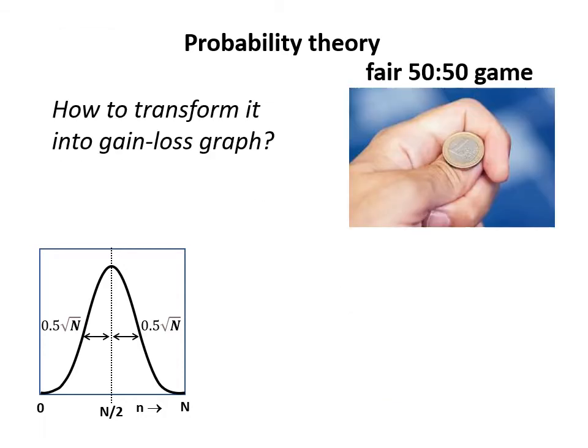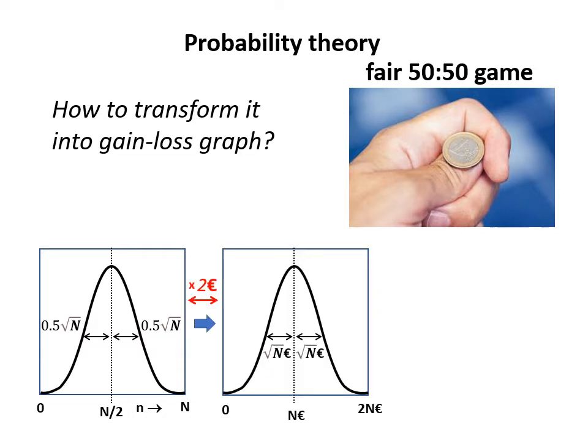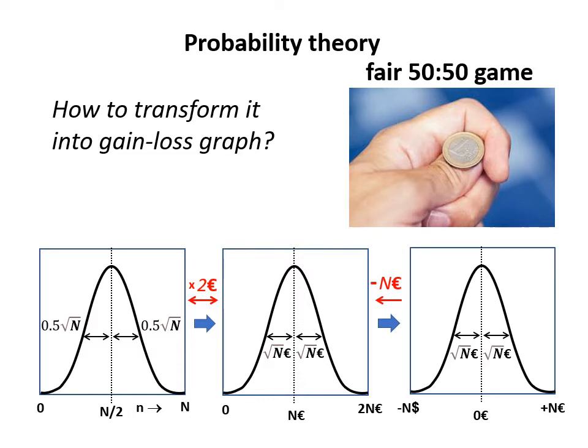For 50-50 games, the middle point is just N large divided by 2, and sigma, the standard deviation, is 1/2 of the square root of N large. Now we are going to convert this abstract mathematical curve into understandable probability pillars expressed in terms of cash. First of all, we have to rescale it. With each success, we take 2 euros from the table. Thus, we have to multiply the horizontal scale by 2 euros. But to participate in each round, we have to pay 1 euro. So we must shift the curve N euros to the left. So this is our final probability gain-loss curve.